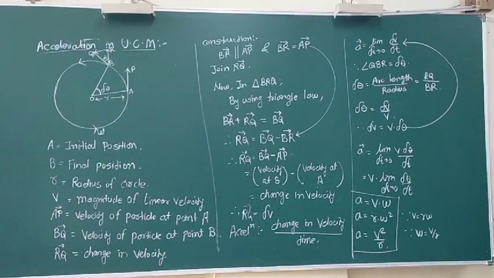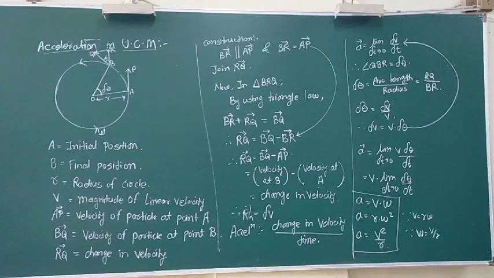Understood? First, see here, I can revise again. The particle is considered to be revolving along the circumference of a circle. The radius of the circle is R and this particle is moving in the anti-clockwise direction with a constant angular velocity omega.